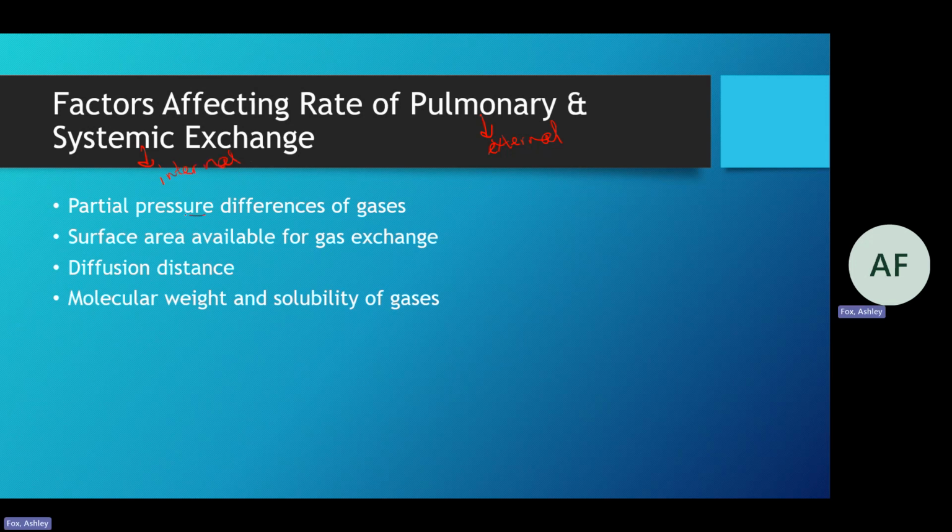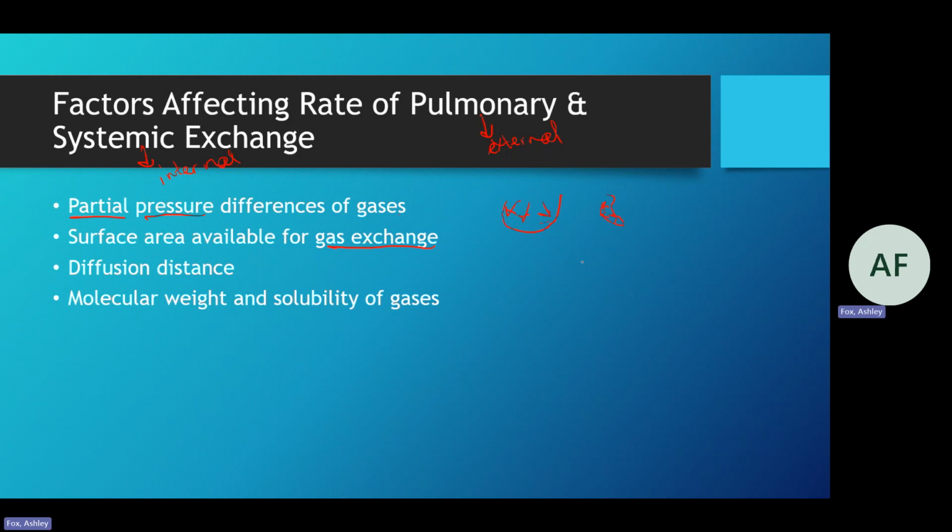First, the partial pressures. If those numbers are different, then you're going to have a different amount of gases that are going to move. Surface area that's available for gas exchange is a big thing too. So if you have alveoli that are open, gas exchange can happen all along, then that's going to be good. If all of a sudden you have a collapse in the alveoli, well, there's a lot less surface area or room for gas exchange to occur. So that's going to affect the rate of external respiration.